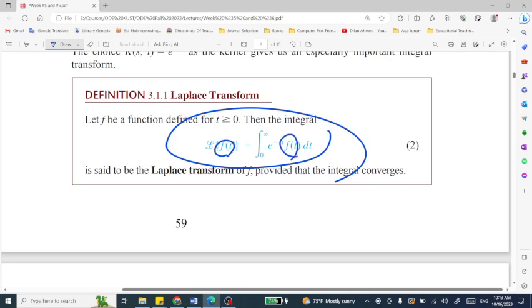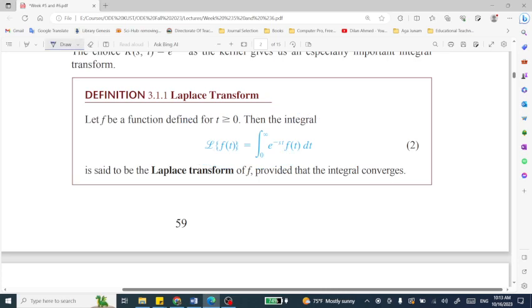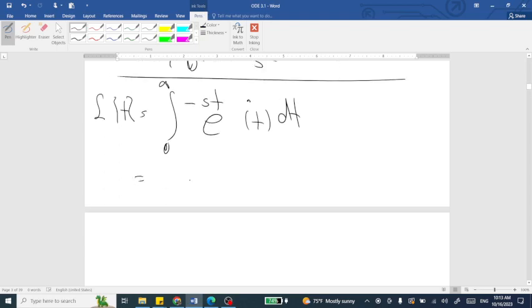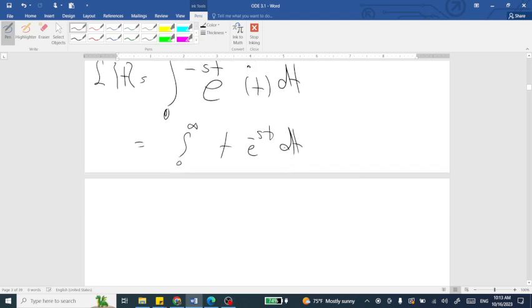Now the Laplace of t is equal to the integral from 0 to infinity of t e to power minus st dt. By which rule can we solve this?